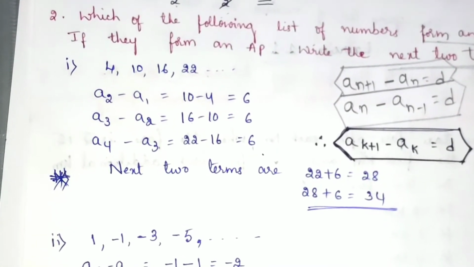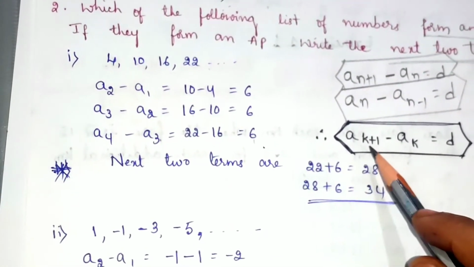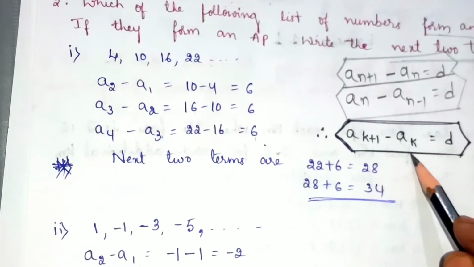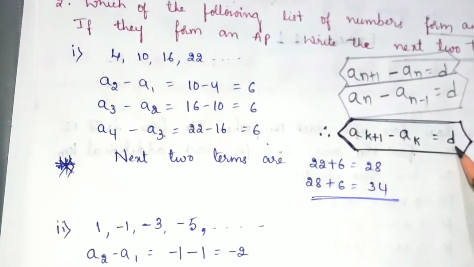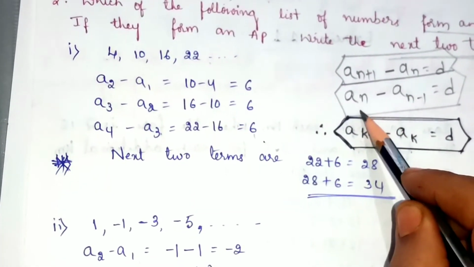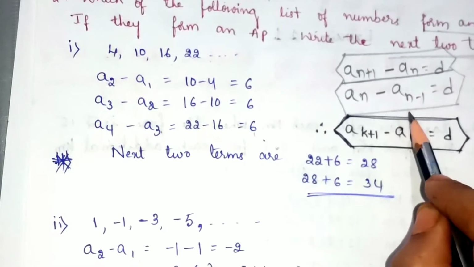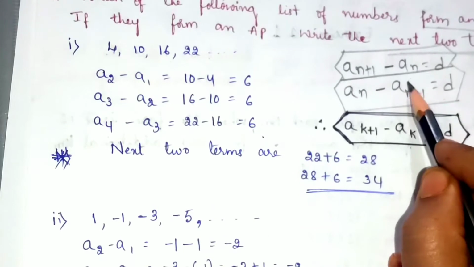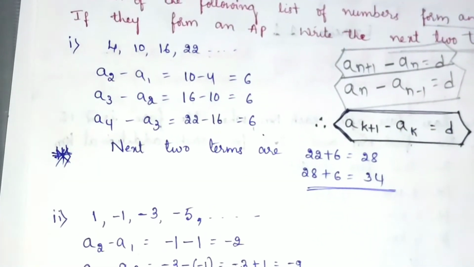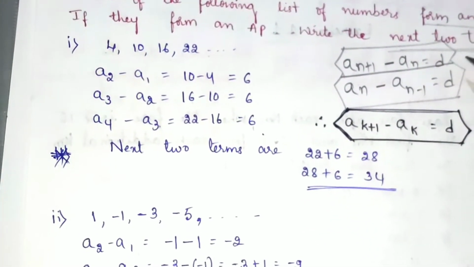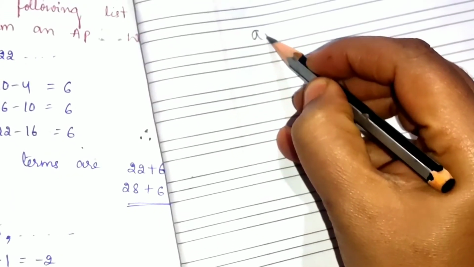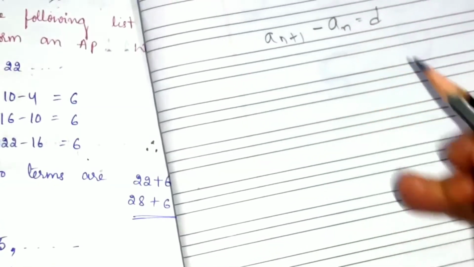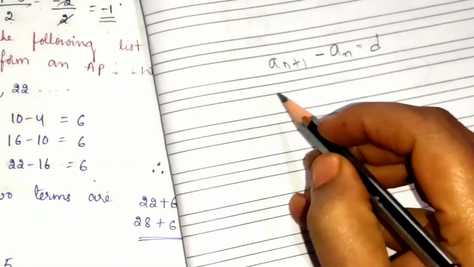It means the same. Here, a k plus 1 minus a k, that is the successive number minus the preceding number, will give you the common difference. The successive number minus the preceding number will give you the common difference. Here there is no need to get confused. a n plus 1 minus a n is equal to d. I have written it, isn't it?